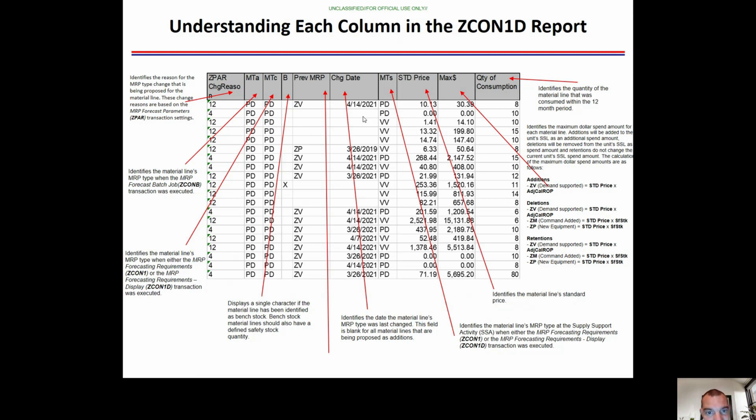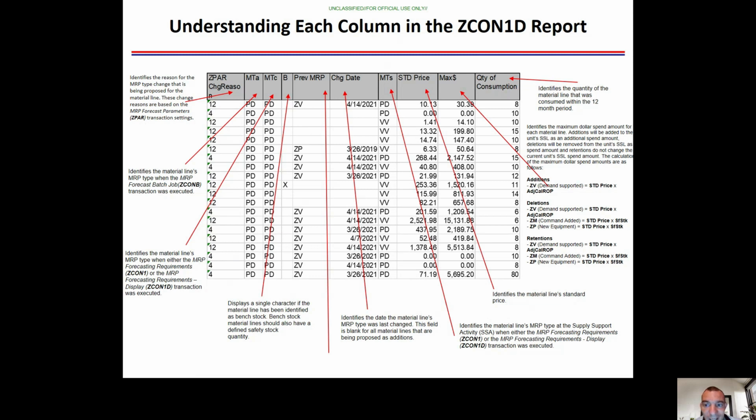So if you see a blank space here, it's usually going to indicate that it is an addition. MTS identifies the material line's MRP type for SSA, okay? It's going off of your ZCON1 and ZCON1 Delta. Your standard price identifies the price for one item, okay? Then the max dollar identifies the max dollar spent for each material line.